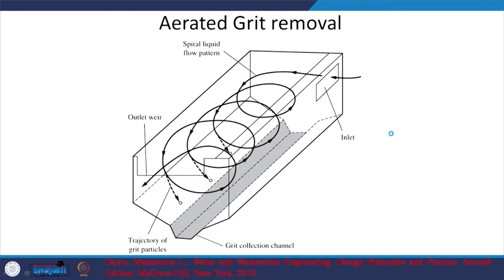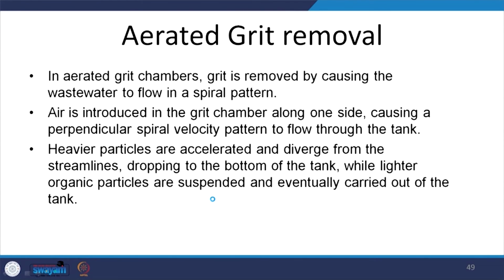If you want to look at more compact systems, or you want better removal in a way that is not dependent upon the flow rate coming in, you will look at aerated grit removal. By pumping air in, you are going to create a spiral flow path for the relevant particles. Because of that, the heavier particles will be settled out, or removed at the bottom, following the trajectory of the grit particles. Let us see if we have a relevant picture here.